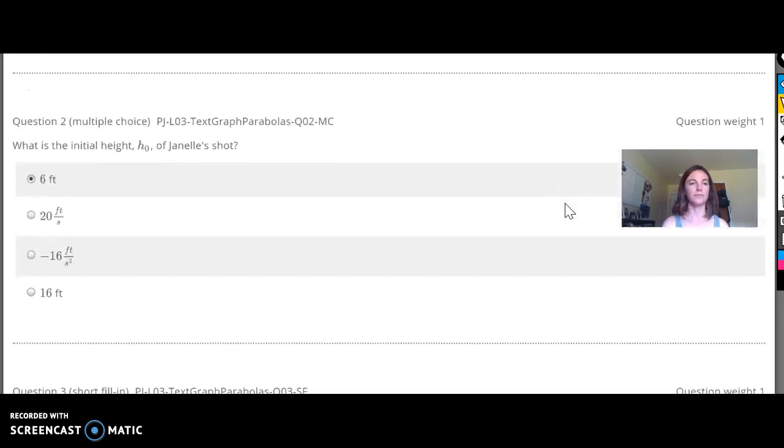Okay, next one. What is the initial height? This is what I just described to you. So every time she releases that ball, she's going to release it at 6 feet high. She's not releasing it at a distance of 6 feet away from the basket. She's at a height of 6 feet. Okay, so that's our H naught, or our initial height.